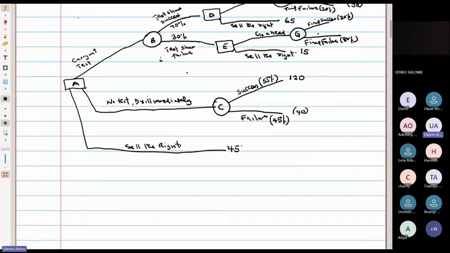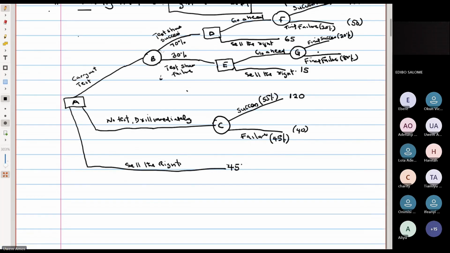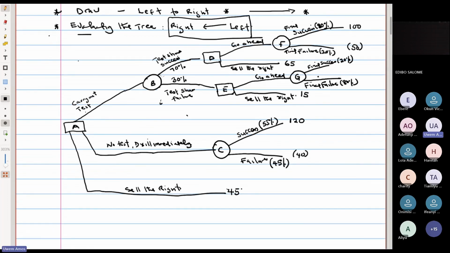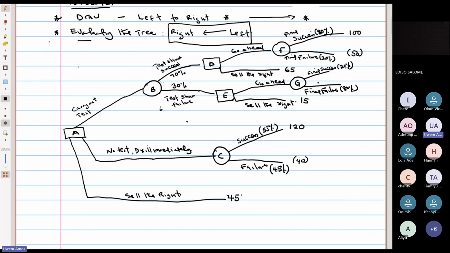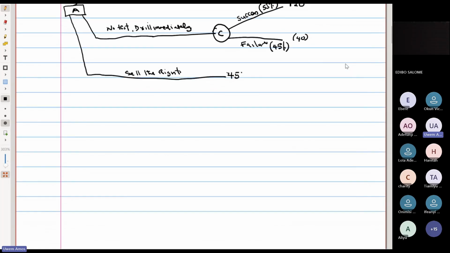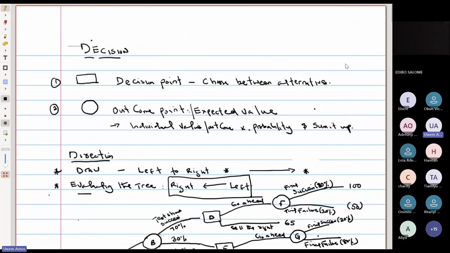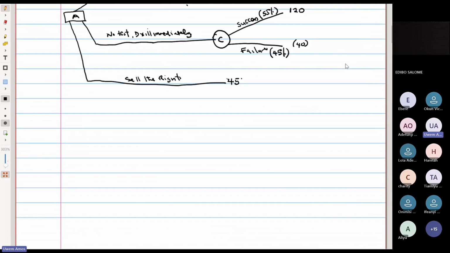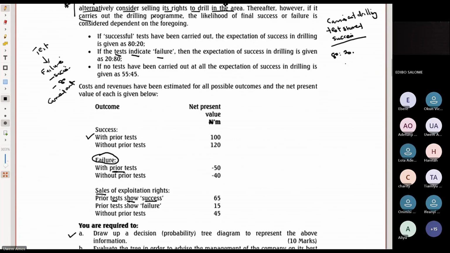So how do we calculate the expected value? Sorry, just a little moment. We don't have a probability for if the test shows failure and we go ahead, or we missed putting that. Let's go back to our question and see whether we missed having that in. Where the test shows failure and we decide to go ahead, don't we have an NPV for that? Do we have an NPV for that?